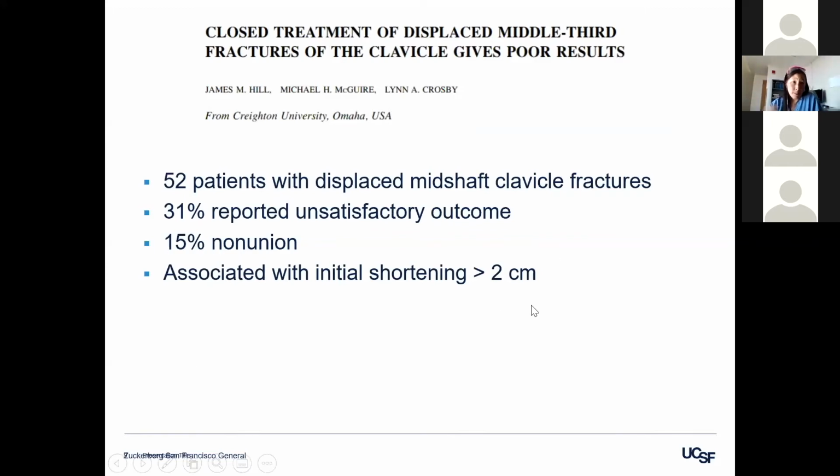There was a recognition that maybe not all clavicle fractures do that well. So this was one of the first studies that actually highlighted that 31% of patients that were treated non-operatively didn't have a good outcome, and the non-union rate was higher than what was previously reported. As Erica very keenly noted, they reported a 15% non-union rate, and they found that these unsatisfactory outcomes and non-unions were associated with shortening of greater than 2 centimeters.